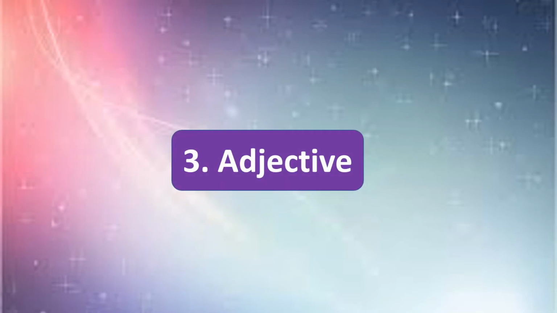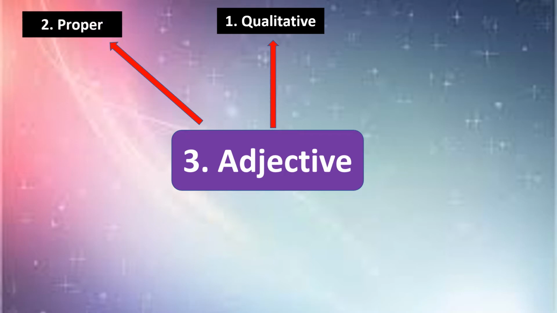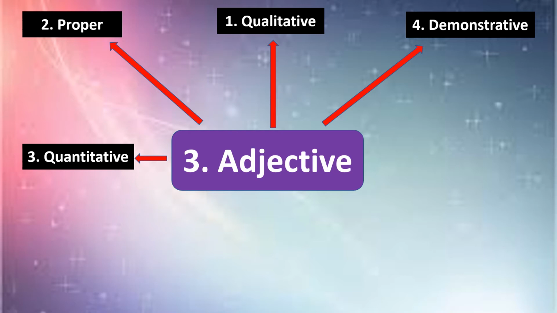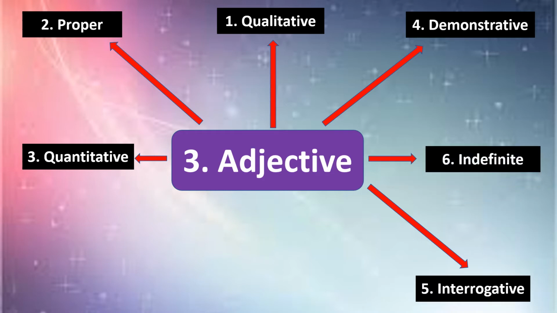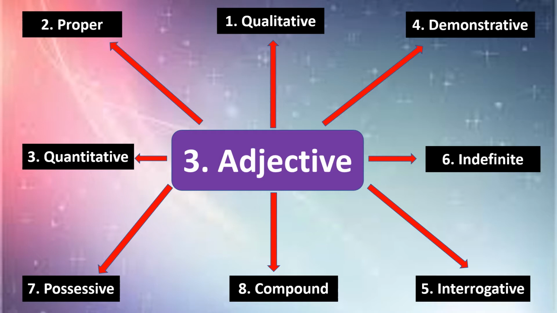Let's move on and talk about the kinds of adjectives. They are qualitative adjectives, proper adjectives, quantitative adjectives, demonstrative adjectives, interrogative adjectives, indefinite adjectives, possessive adjectives, and compound adjectives. Let's talk about all of these in detail with the help of examples.